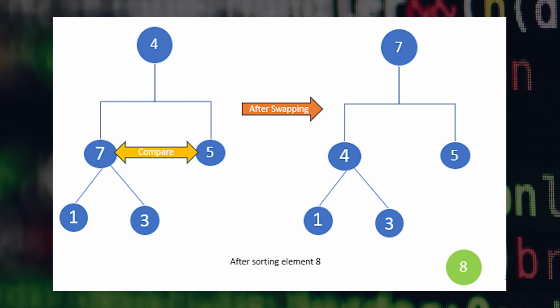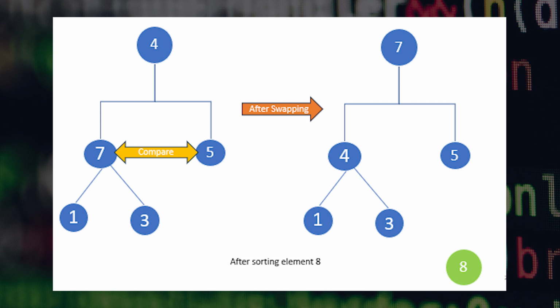Now what happened? Previously the parent node was 7 for children 1 and 3. Now after swapping, the parent node is 4. So what we have to do? We have to check with its children. Now the parent node has the higher value, so no further exchange or swapping is required. So this is the tree after deleting the node 8.